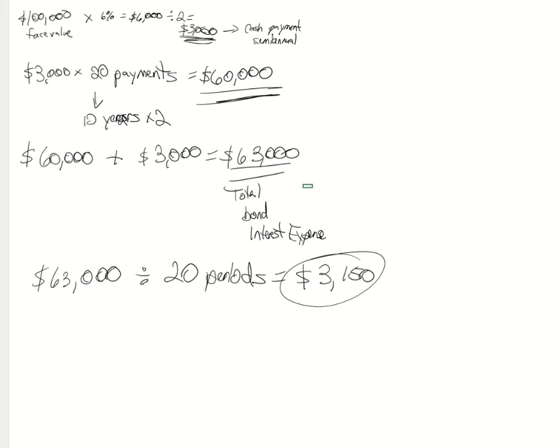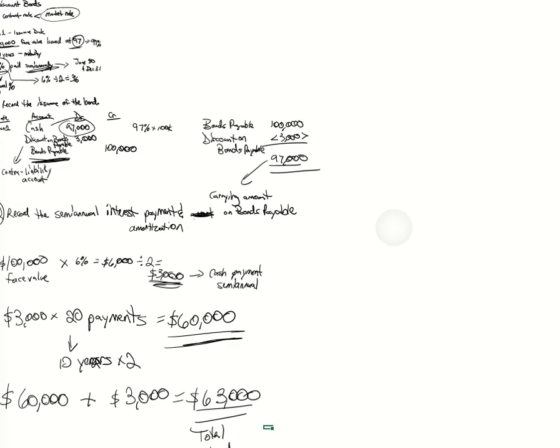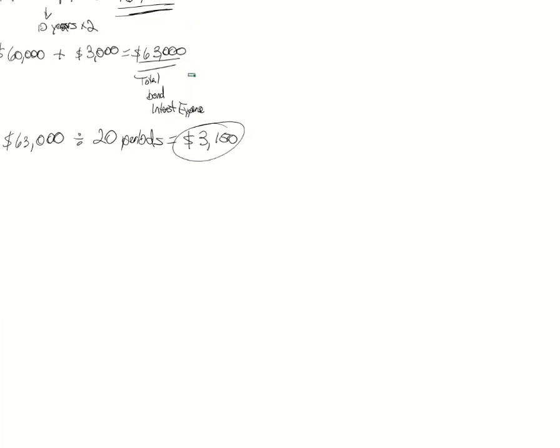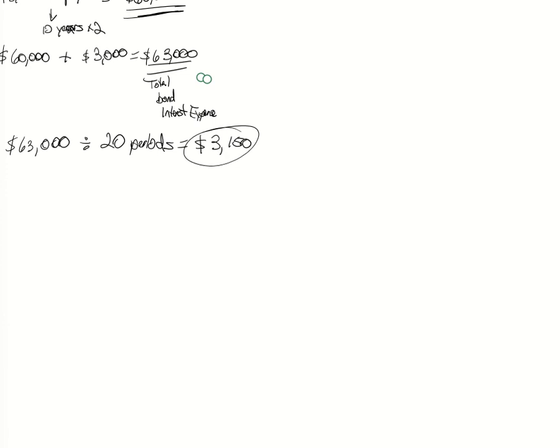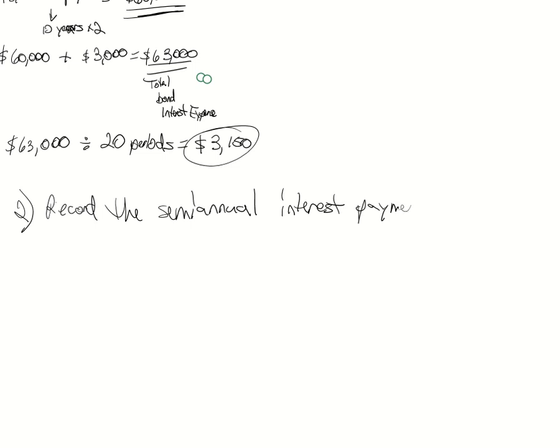Okay, so let's go ahead and now put together the journal entry for this long computation here. So for number 2, we're going to go ahead and record the semi-annual interest payment and amortization. Once we record this for June 30th, it's going to be the same for December 31st. So let's go ahead and put together this journal entry.